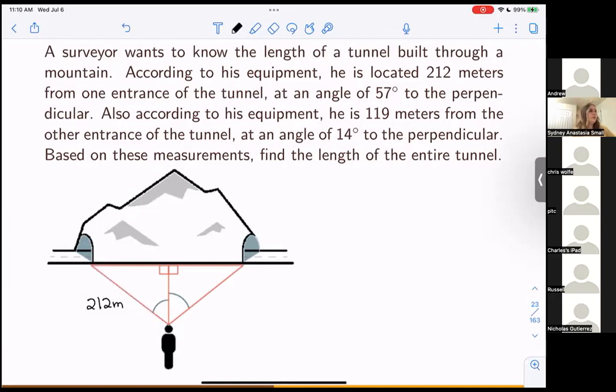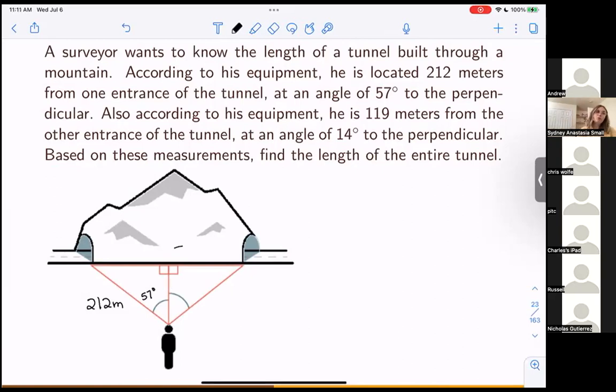Okay, and this is at an angle of 57 degrees to the perpendicular. The perpendicular just means, if this is how the mountain is labeled, the perpendicular is just the line crossing through it with the 90-degree angles here. So it's just making a little cross. So we know it's 57 degrees to the perpendicular, which means that this angle down here is 57 degrees because this is the perpendicular right here.